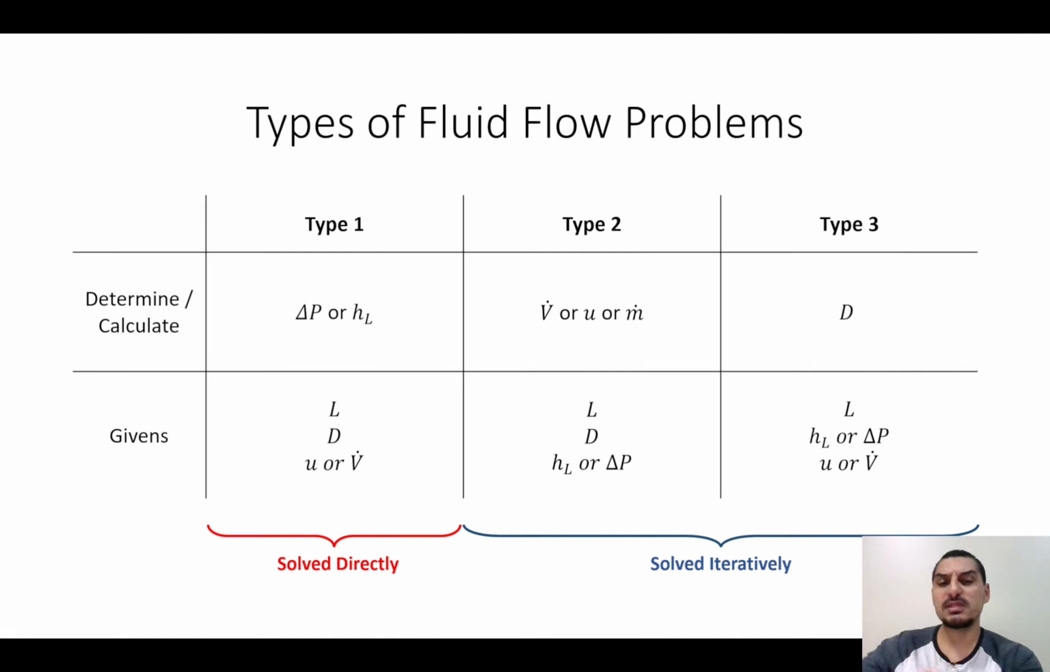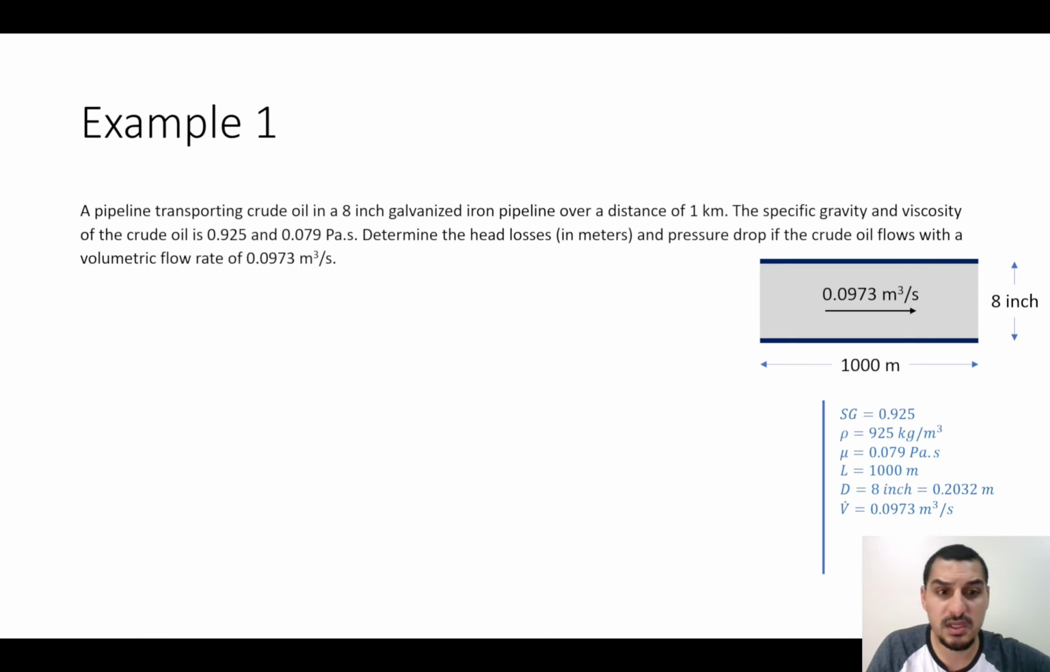So what we are going to do in this video is discuss the first case and solve two problems related to it. The type 2 and type 3 will be for the next video, inshallah. So for the first case, the first example we will solve is about a pipeline that is transporting crude oil in an 8-inch galvanized iron pipeline.